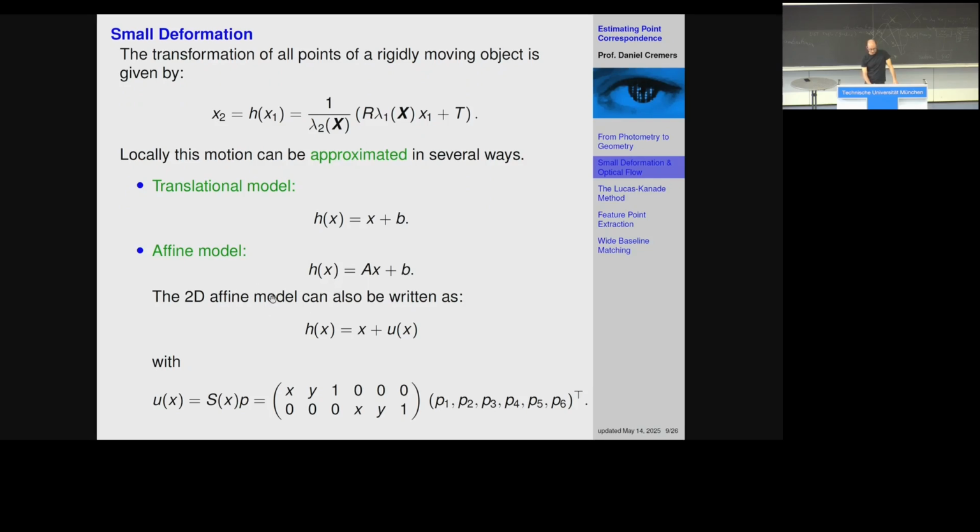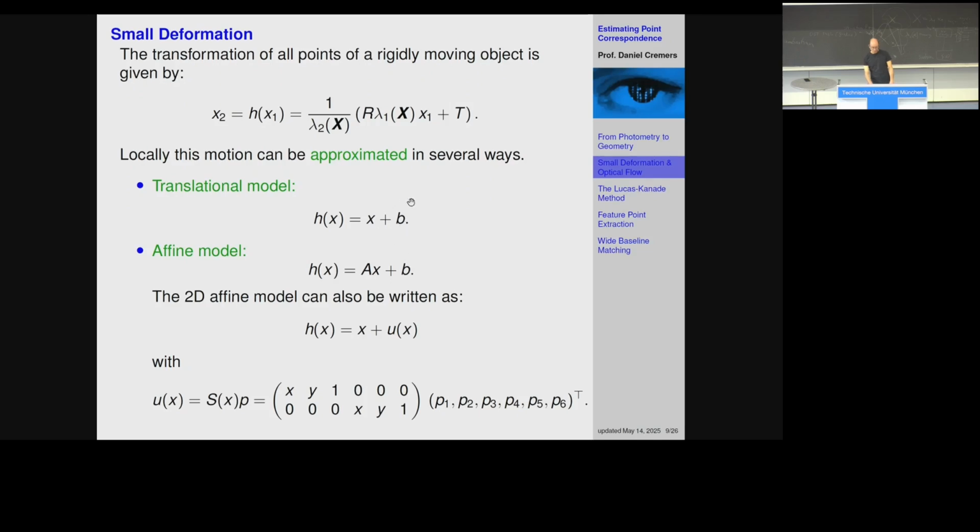And in 2D, if we don't take homogeneous coordinates, we can write it as x plus u of x, and then u can be written in this fashion, with a matrix S that depends on x and y, and then 6 parameters that model it. What are these 6 parameters? They are related to the 2x2 matrix A and the offset vector b, a 2D offset vector. So we have 6 degrees of freedom here in this affine model.